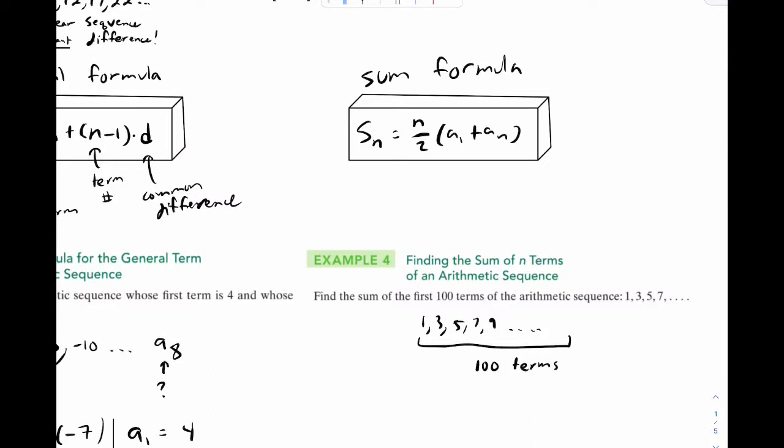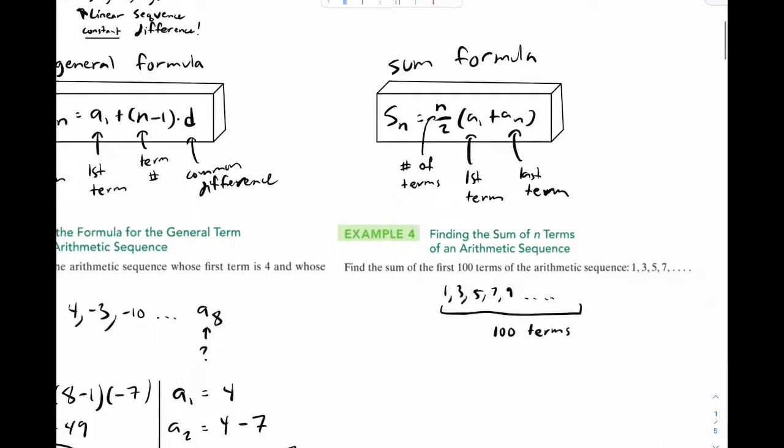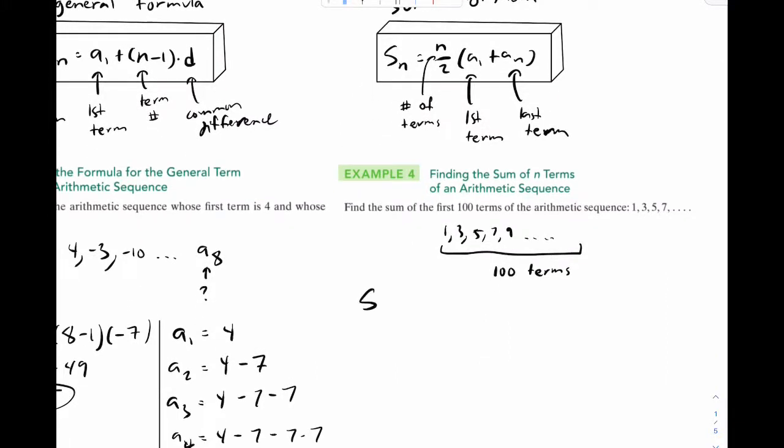So basically, that n is your number of terms, pretty similar to this term number here, just another way of thinking about it. a1 is your first term, and an, or a sub n, is your last term. So again, mechanically, I'm going to show you how it works, and I'll talk about the theory right after. So the formula is as follows: S sub 100, 100 over 2 times the first term, which is 1, plus the last term, which would be a sub 100. So all we got to do is figure out this thing.